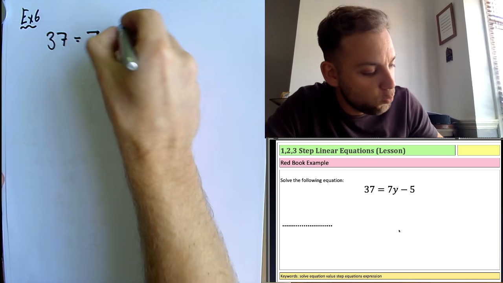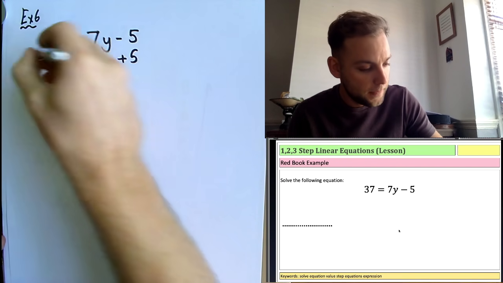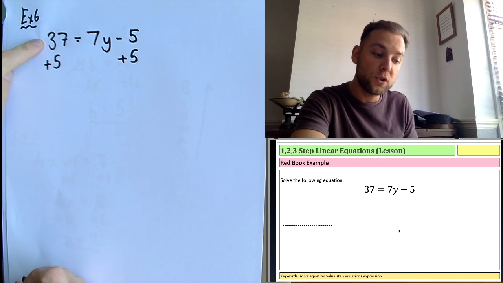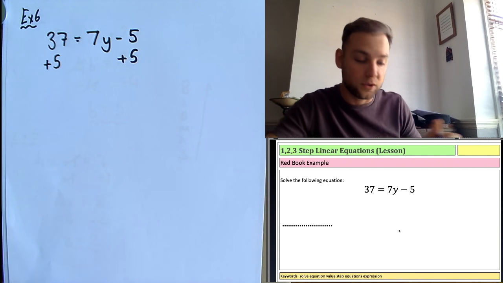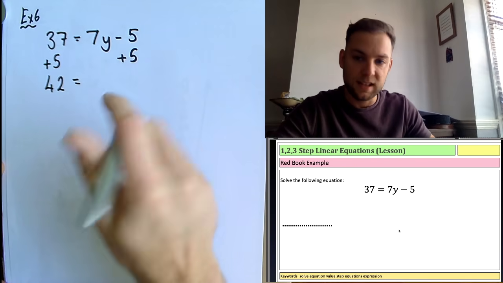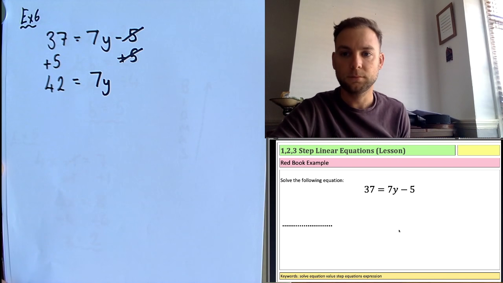So I'm going to get rid of this minus 5. The inverse of minus 5 is plus 5. So I'm going to plus 5 to both of these sides. If I plus 5 to this side, 37 plus 5 is 42. If I plus 5 to this side, these cancel. So I just end up with 7y.